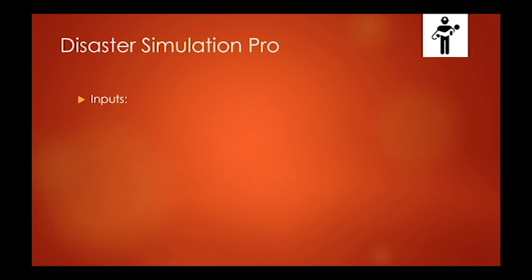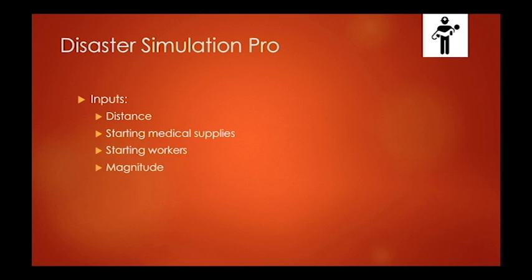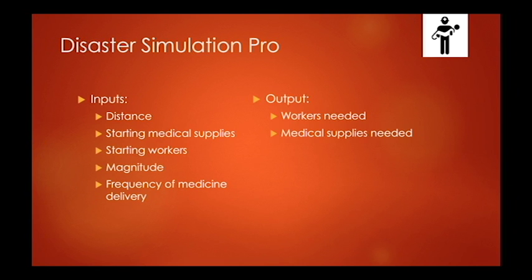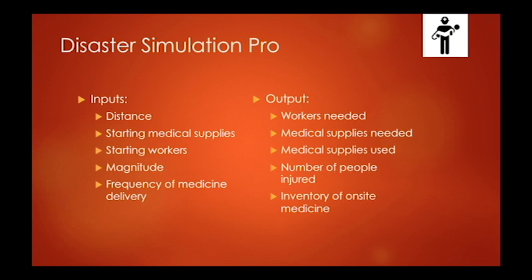The purpose of the simulation is to determine what needs to be done given various inputs to the system. The user inputs the distance of the medical hubs from the disaster location, the amount of starting medical supplies and starting workers at each hub, the magnitude of the disaster, and the frequency of medical deliveries. After the simulation runs, the output shows how many workers were needed, how much medical supplies were used, the number of people injured, and the inventory level of on-site medicine.